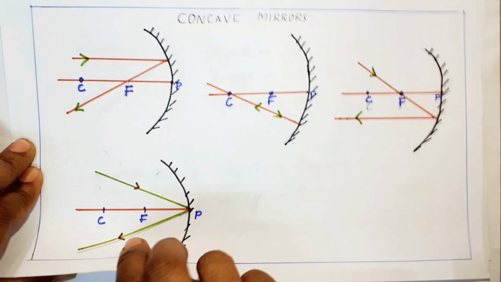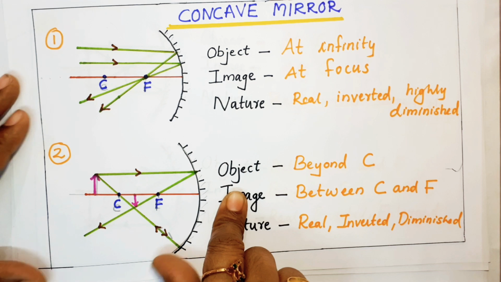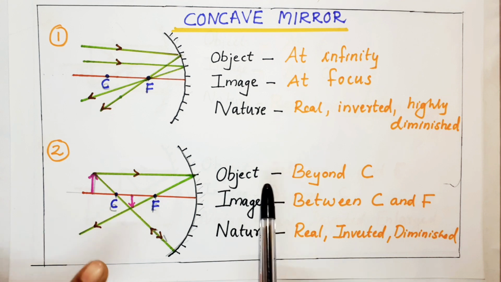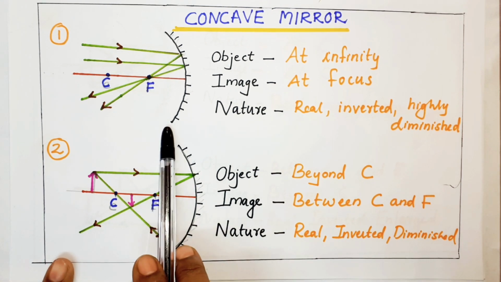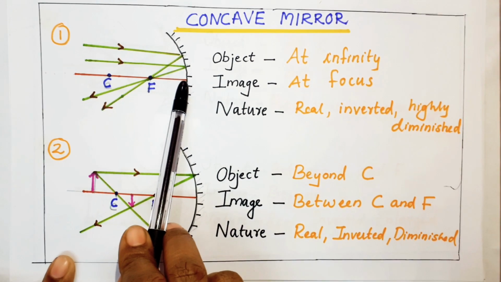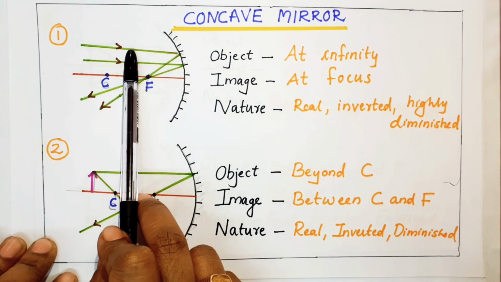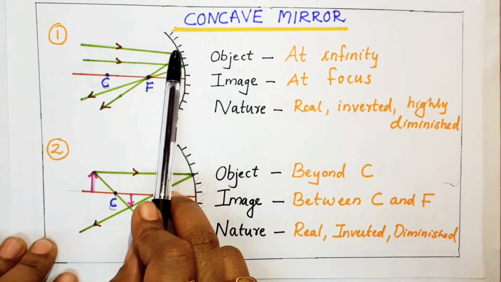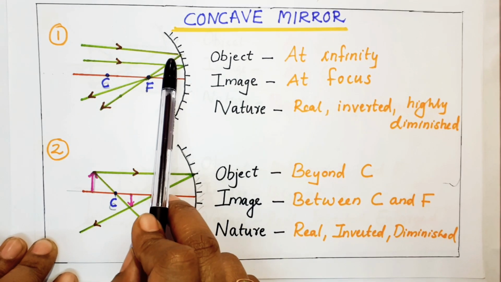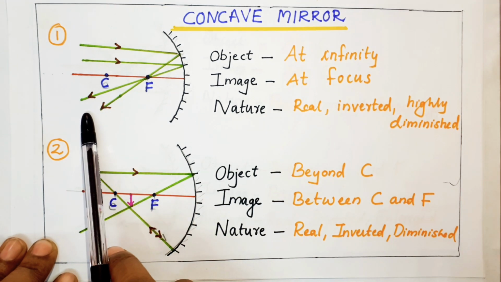Now we will go for the ray diagrams. The first ray diagram is a concave mirror. This red color I marked as the principal axis. And these green lines are incident light. These 2 incident rays I marked. Both the rays are coming parallel. After reflection, they go through the focus.